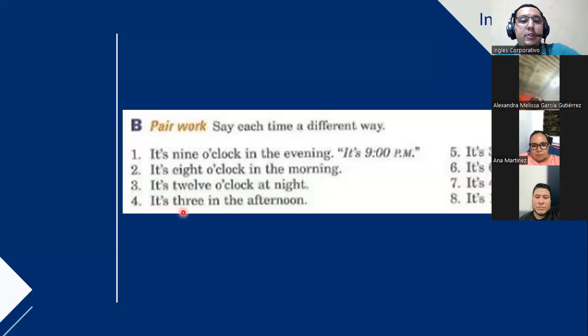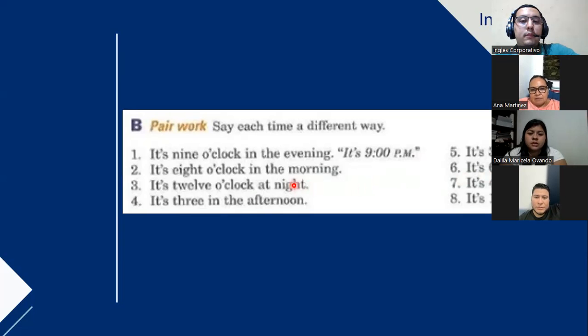Let's see number four. It's 3 in the afternoon. It's 3 p.m. Okay. Let's see. In this one, it's 3 a.m. It's 3 o'clock in the morning. Okay, thank you. Let's see number six. It's 6 p.m. It's 6 o'clock in the evening.